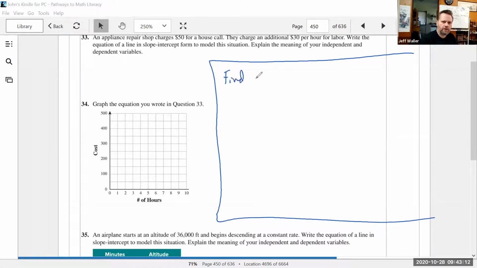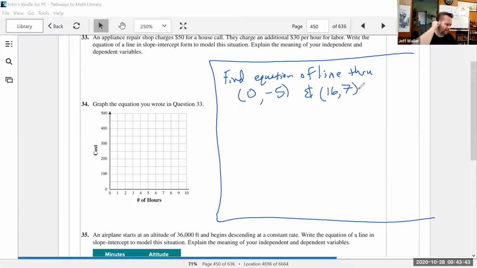Let me paraphrase here. Find the equation of the line. Oh my gosh, Jeff. Going through, what do you got, buddy? 0, -5, and let's see. What about 16? Ooh, I like it already. 16 and it doesn't really matter. Yeah, let's just make this gross.